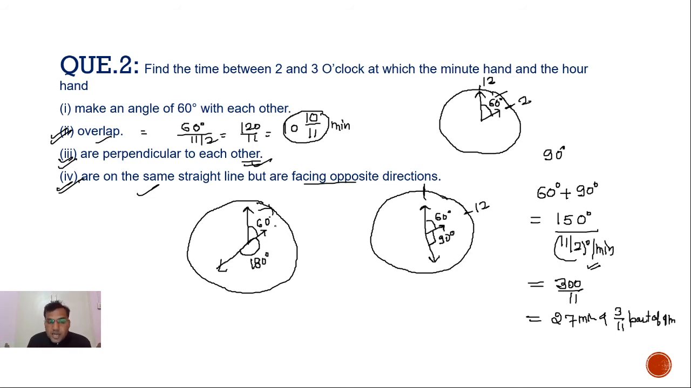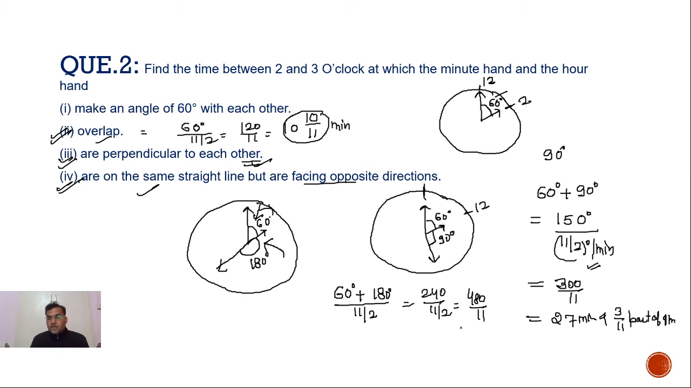That means the minute hand needs to travel this distance of 60 degree, and then it needs to travel a distance of 180 degree. So a 60 degree angle needs to be traveled to overtake, and then a 180 degree angle to be made. So the total distance is 240 at a speed of 11 by 2 degree per minute. That's 240 divided by 11 by 2, which is 480 by 11.